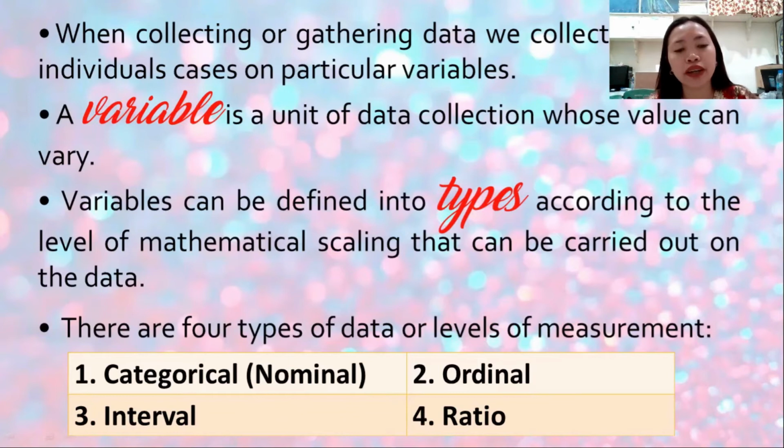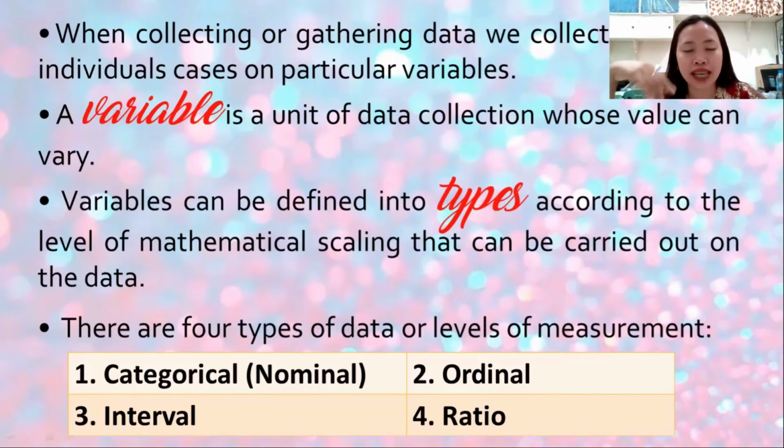First, we have the categorical or nominal data. Then we also have the ordinal. Third is the interval. And fourth is the ratio. Going back to the level of mathematical scaling, the level of mathematical precision with which the values of a variable can be expressed is what we refer to as the level of mathematical scaling.